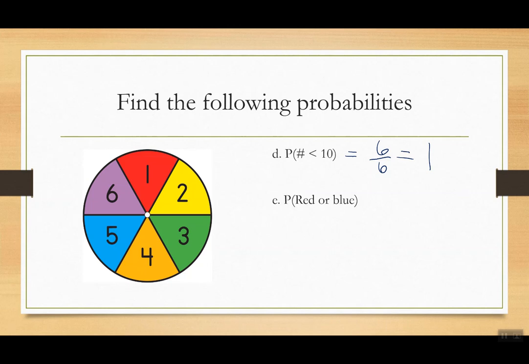The last one says red or blue. So the 1 is a red, the 5 is blue. So red or blue says there were 2 out of the 6, which is 1 over 3.